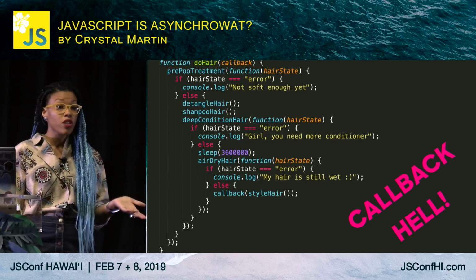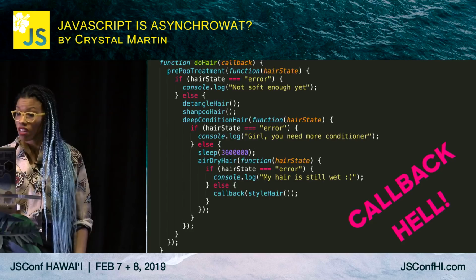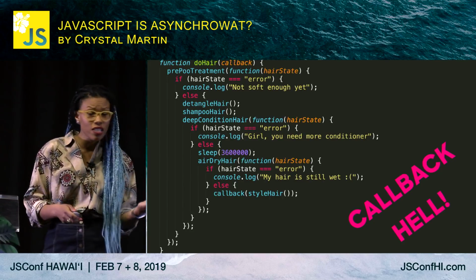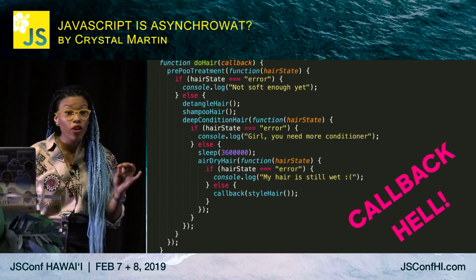And this is what developers call callback hell. It's kind of confusing to figure out what's happening here. It makes tracking down bugs difficult. And what if I added more asynchronous processes?